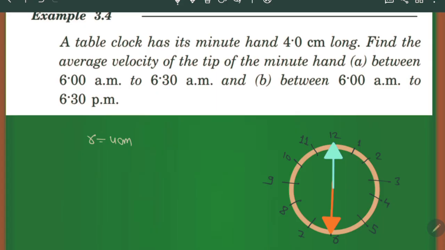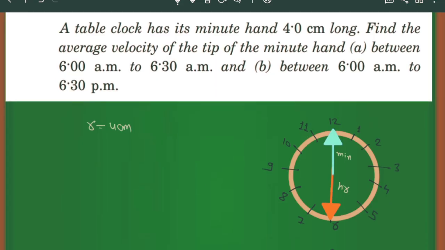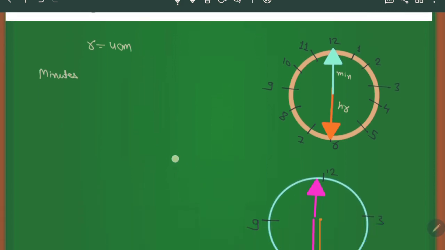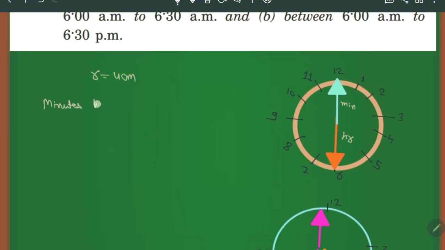hand, at the time 6 a.m. is going to happen. So this is our minute hand and this is our hour hand, right? So 6 a.m. is going to look like this. So if 6 a.m. to 6:30 a.m. is going to happen, this minute hand is rotated by 180 degree, right? 6:30 means 30 minutes they have to travel, so they rotated by 180 degree.